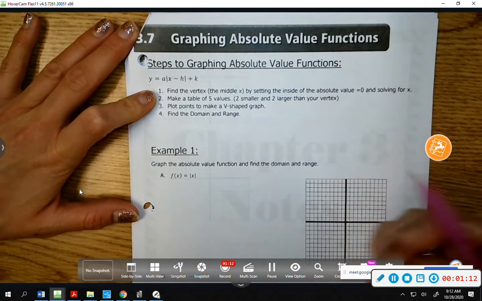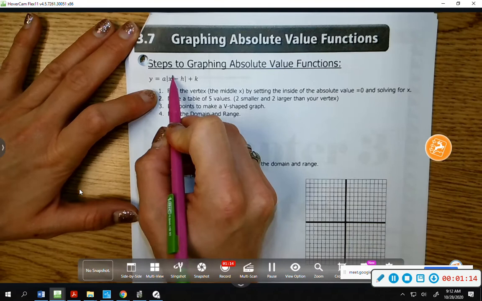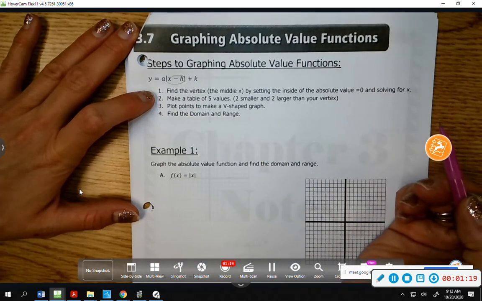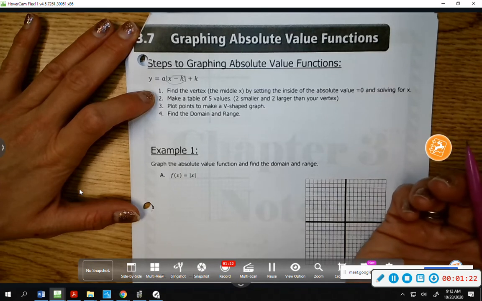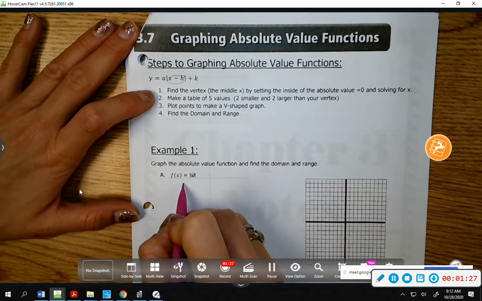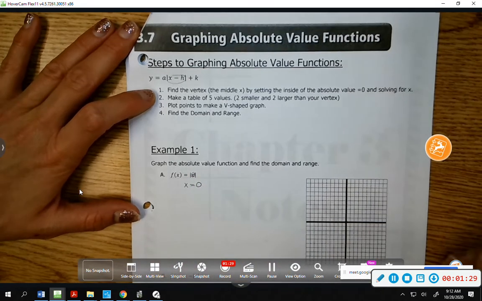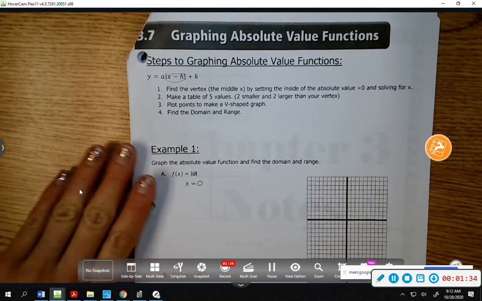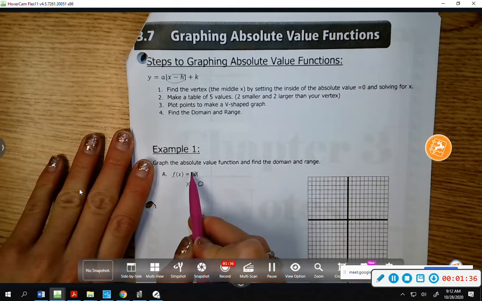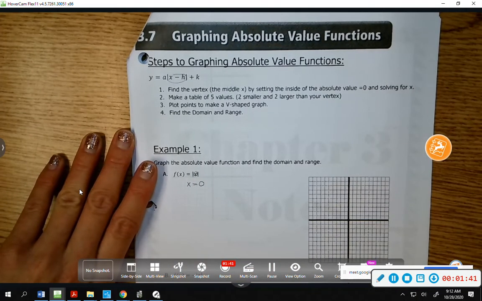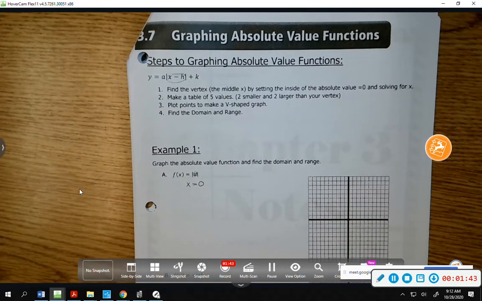And how do we find the vertex? We're going to take the inside of our absolute value symbols and we're going to set it equal to 0. Sometimes you'll have to solve, sometimes you won't. So like in this first example, we just have an x inside the absolute value symbols, so we're going to set that equal to 0. We didn't have to solve for x there because x was the only thing inside the absolute value symbols. Now this is called the parent function. It's the most basic absolute value function. It's just the absolute value of x. For a line, the parent function is y equals x. So just the most basic line.